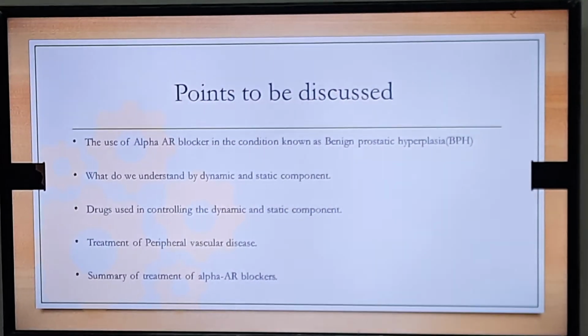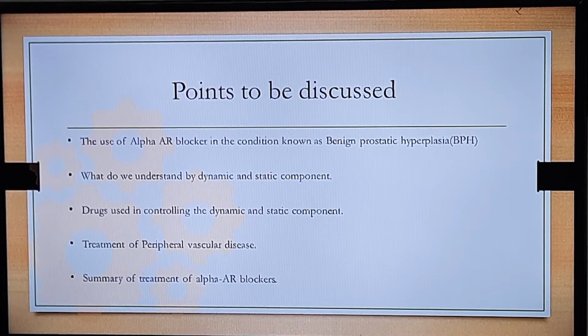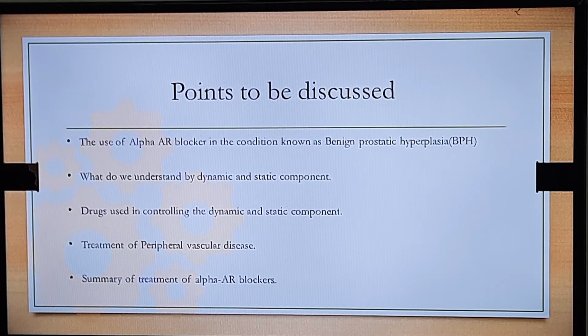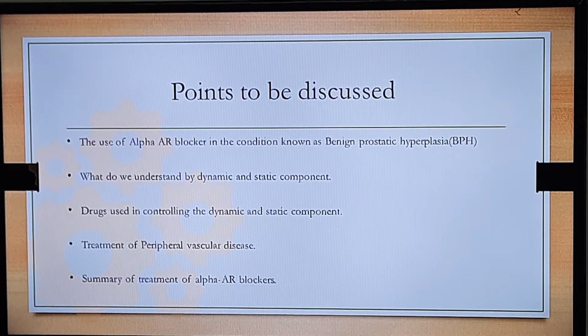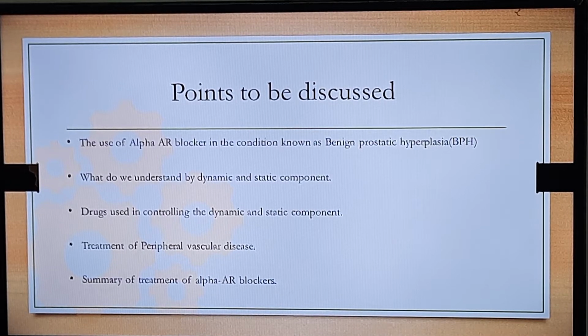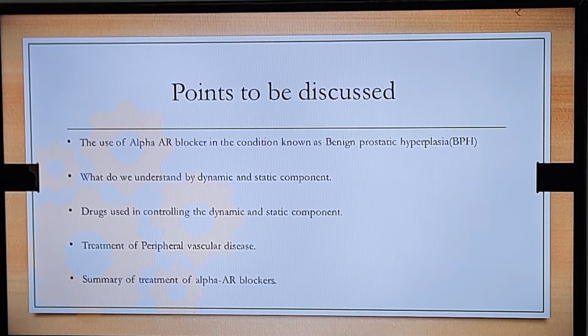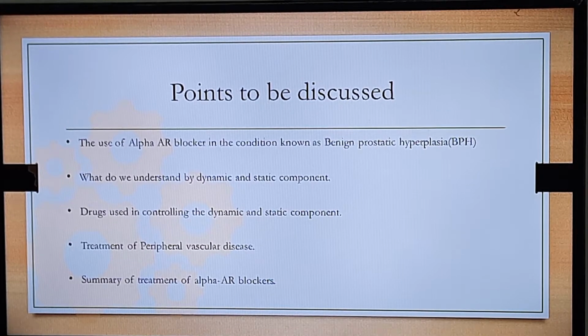So before starting today's video lecture, let me give you a brief summary of what we are going to discuss in this video lecture. We are going to use the alpha adrenergic receptor blocker in the condition known as benign prostatic hyperplasia. Then the second important concept that we are going to discuss is what we understand by the dynamic and static component. Then we will see the drugs used in controlling the dynamic and static component. Then we will see the treatment of peripheral vascular disease. And finally, we are going to summarize the treatment with alpha adrenergic receptor blockers. So without wasting any further time, let's get started with the concept of benign prostatic hyperplasia.